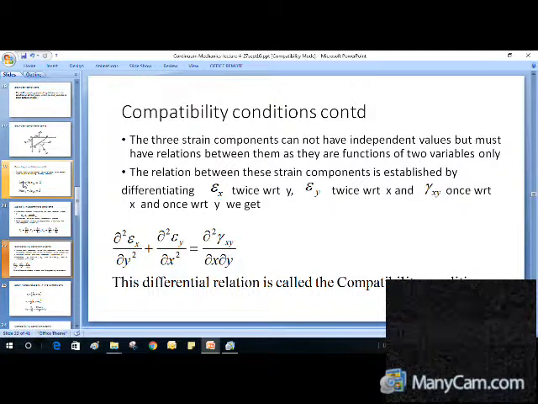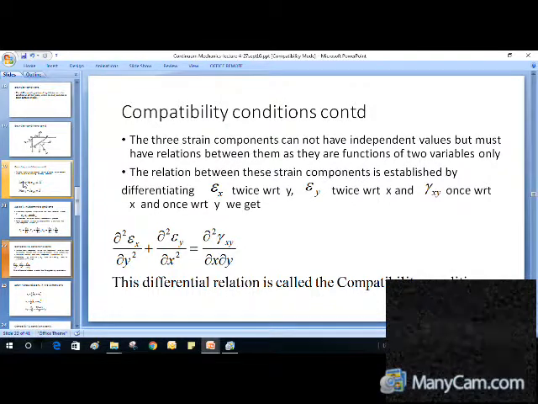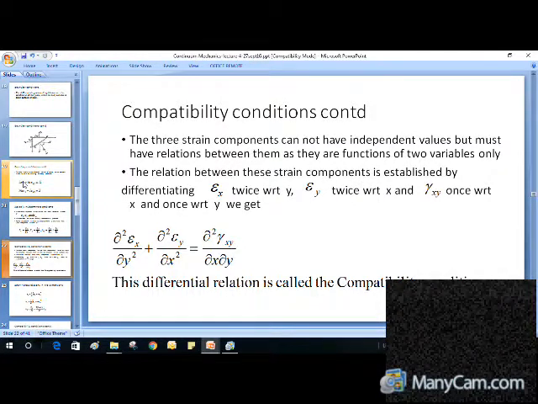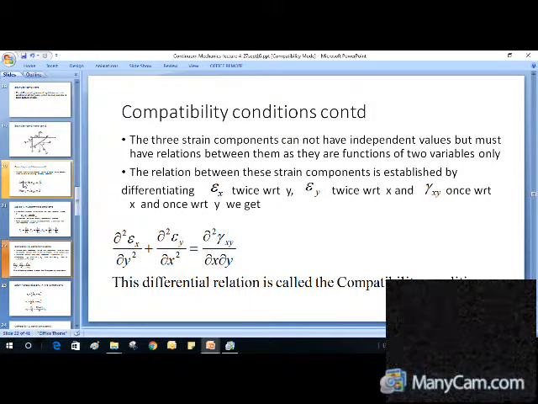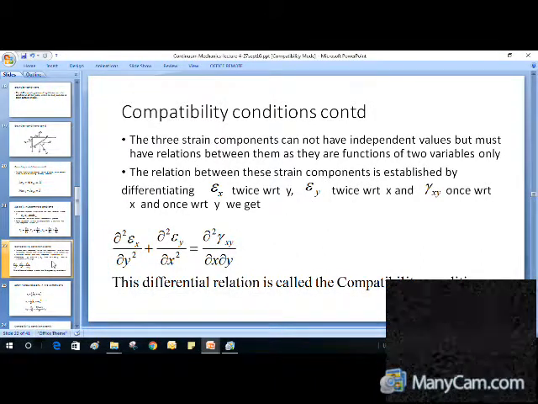And now we get the third equation, which we say is the compatibility equation, which relates the strains epsilon x and epsilon y to the next strain, that is shear strain over here, which is the relationship del 2 epsilon x by del y square plus del 2 epsilon y by del x square is equal to del 2 gamma xy by del x del y.